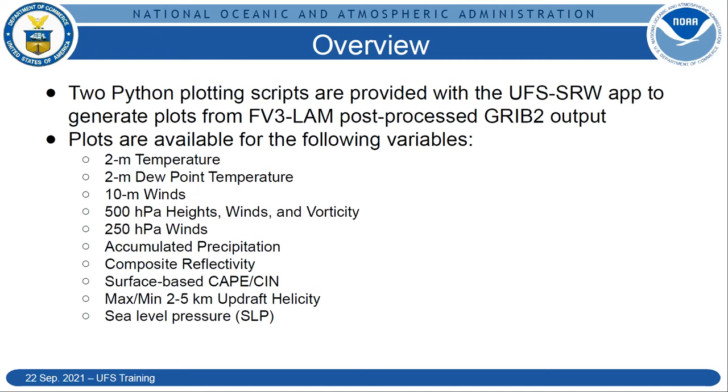So variables such as 2 meter temperature, dew point, 10 meter wind speed, a couple upper level fields, accumulated precip, reflectivity, and then a couple severe weather fields, CAPE, CIN, updraft helicity, and also sea level pressure. However, these are certainly not the only fields that folks may want to look at. So towards the end of my talk, I will go over how to add a new variable to the plotting scripts.